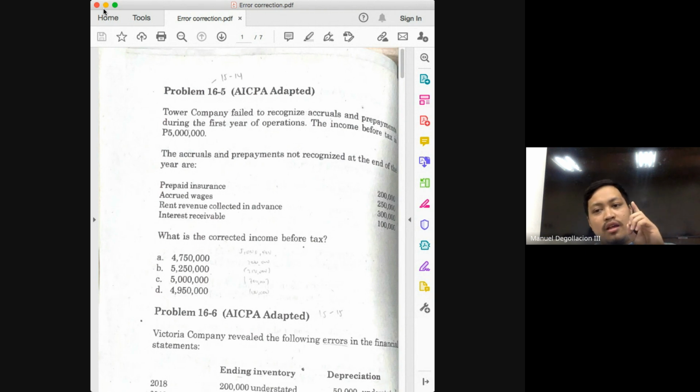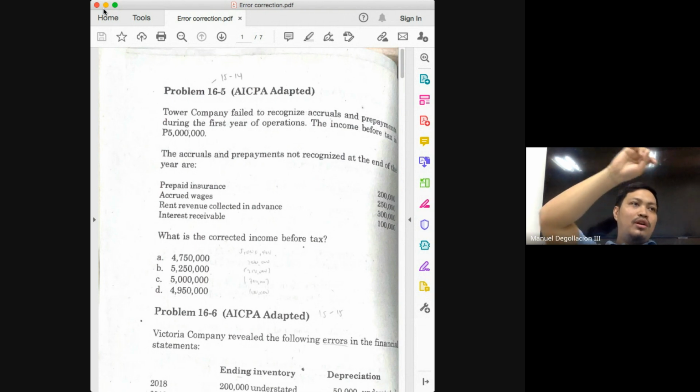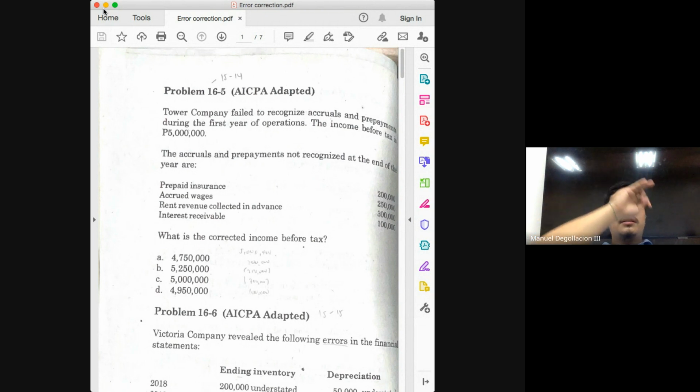So again, from this information alone, we failed to recognize prepaid insurance in the amount of 200,000. That tells us, number one, payments were made before, and number two, at the time the payment was made, prepaid insurance was not debited. Instead, it was insurance expense. And if you now recall your basic accounting class, if you use the expense method, what will happen at the end of the year? You will need to prepare an adjusting entry to record the prepayments, to record the unexpired portion, class. Okay? Because at the time of payment, everything was recorded as an expense.